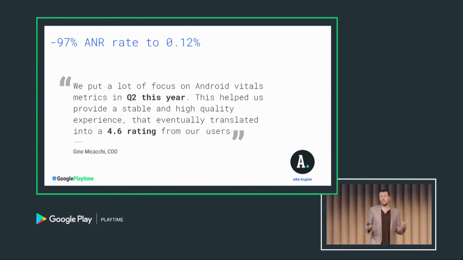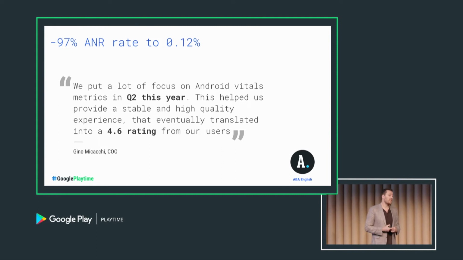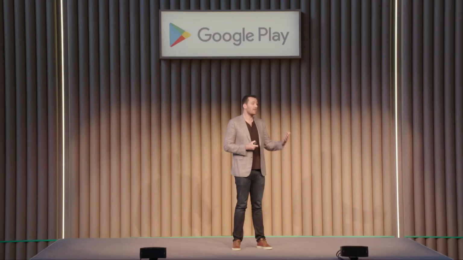Obviously, you need to do more than just have good vitals to have a 4.6-star rating application. You need a really great application. And we know for sure, though, that you will never get a 4.6-star rating app if you have terrible vitals.